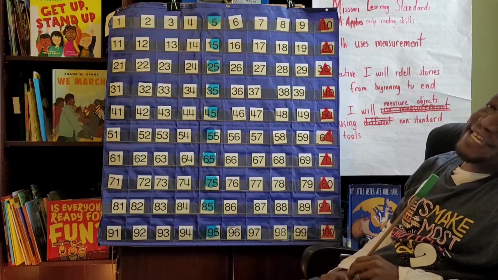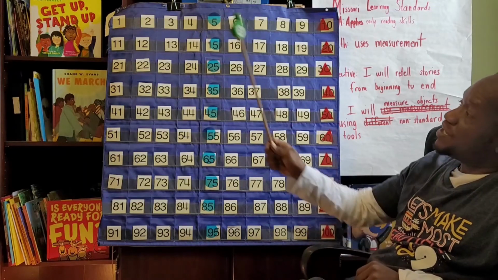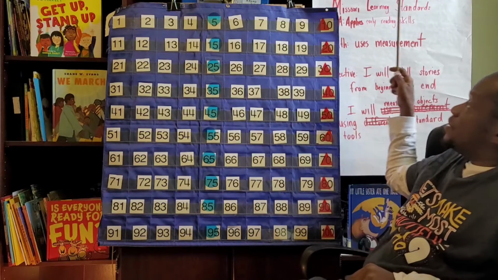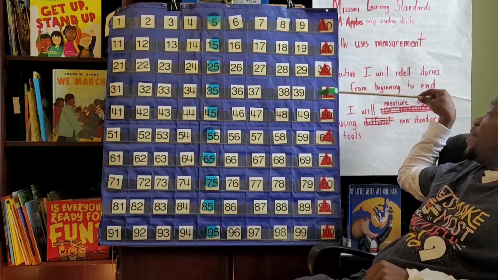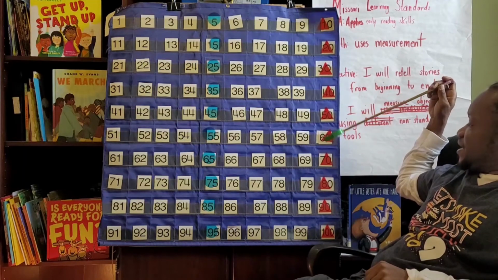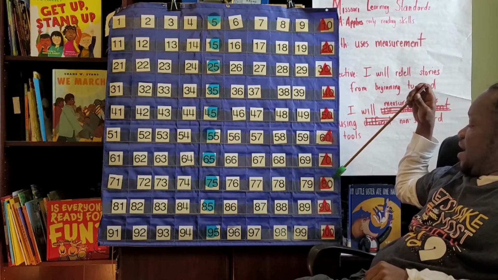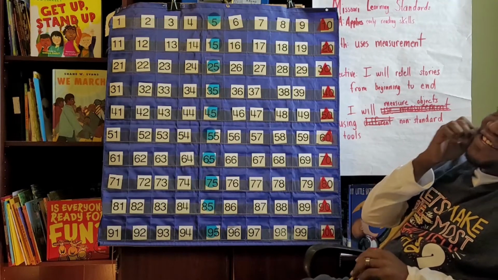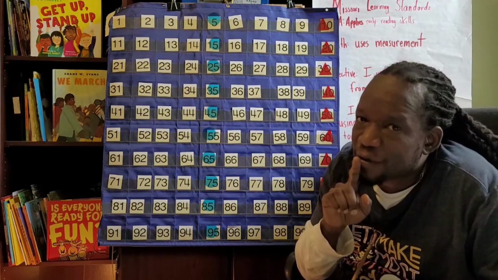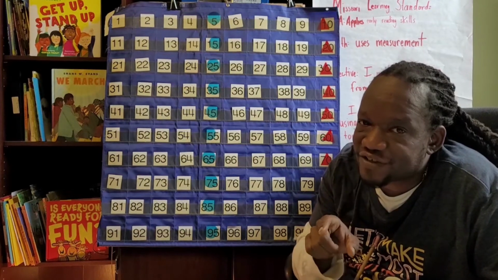Now we're going to count by 10s to 100. You ready? Here we go. 0, 10, 20, 30, 40, 50, 60, 70, 80, 90, 100. Now, we're going to count from 81 to 100 by 1s.